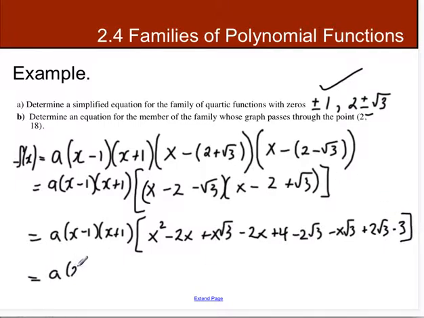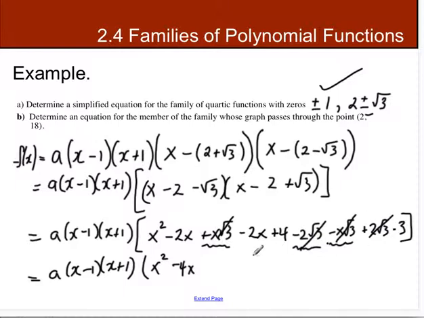Alright, let's clean this up a little bit. You see how this is going to clean up nice yet? I got no x squared terms, so I'm collecting like terms at this point. I got an x squared. I got a minus 2x. I got another minus 2x, so that's minus 4x's. And let's have a look at this. Look at plus x root 3 minus x root 3. They're going to subtract out to make 0. I've got this, look at this, minus 2 root 3 plus 2 root 3. They're going to subtract out to make 0. And I have left over a 4 subtracted 3, which is just 1.